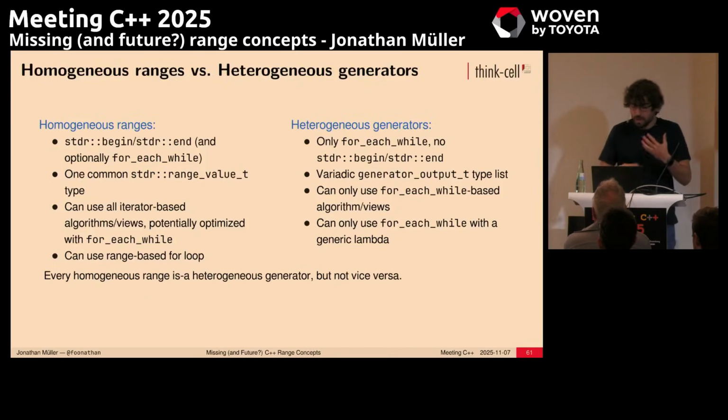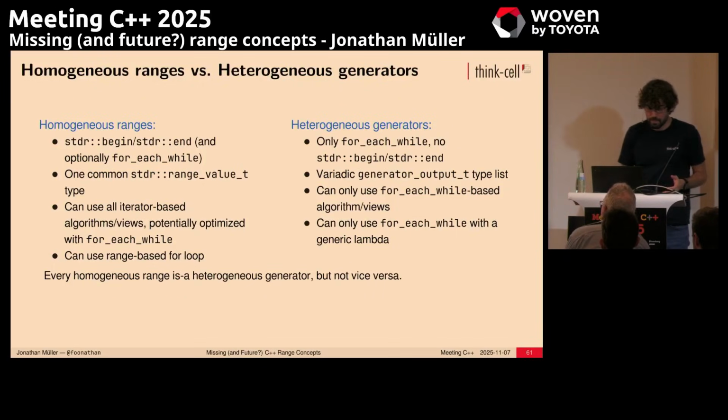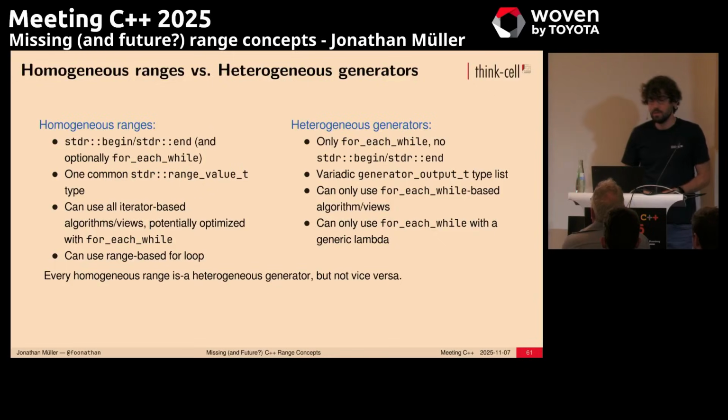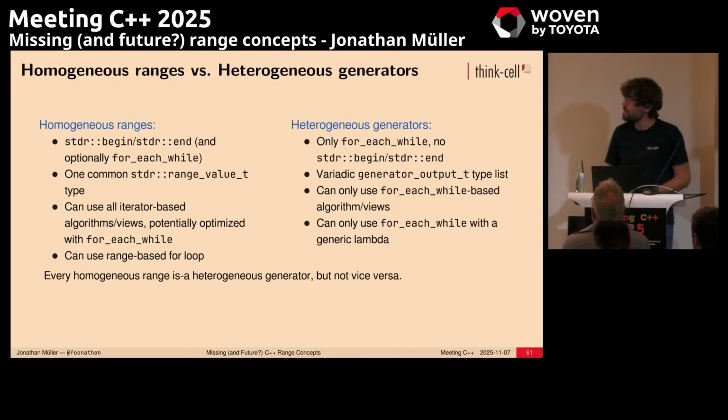With ranges, you can use all iterator-based algorithms. Potentially, you get the optimization. Whereas with the generators, you can only use the for each while-based algorithms, right? With homogeneous ranges, you can use the range-based for loop, whereas you need a for each while with a generic lambda for heterogeneous generators, right? But every homogeneous range is a heterogeneous generator, but not vice versa.